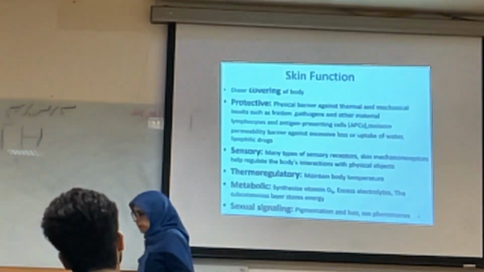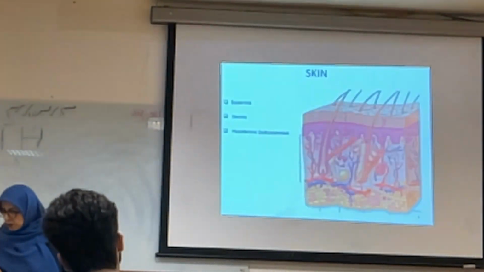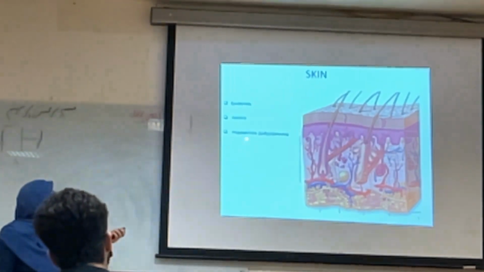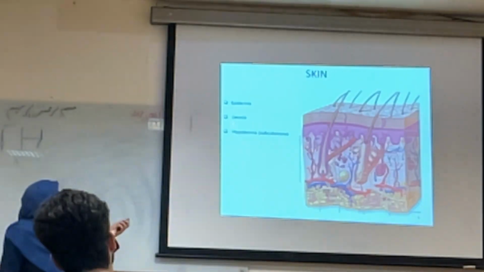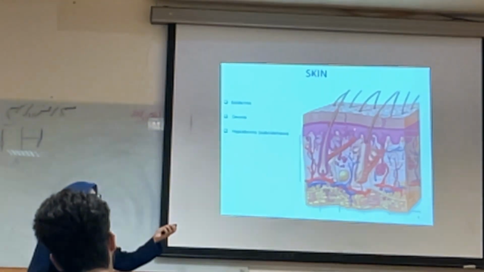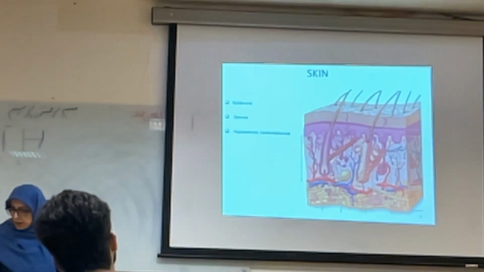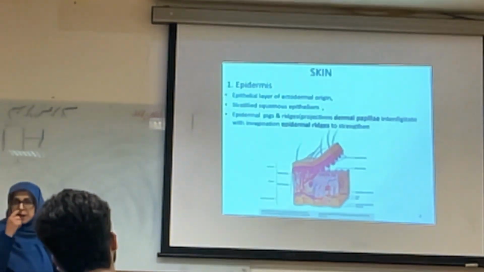Skin is an organ that includes 3 layers: epidermis, dermis, and hypodermis. Epidermis is a type of epithelial tissue, and the dermis and hypodermis are types of connective tissue.